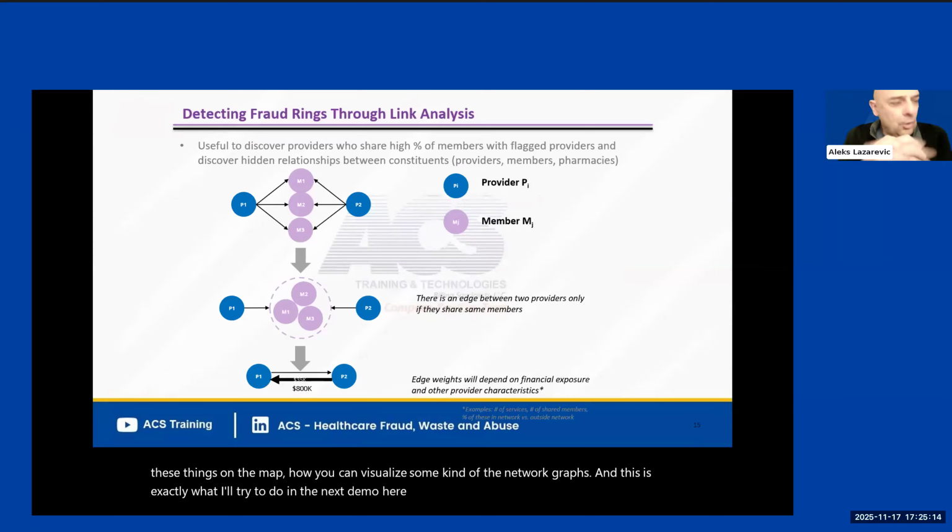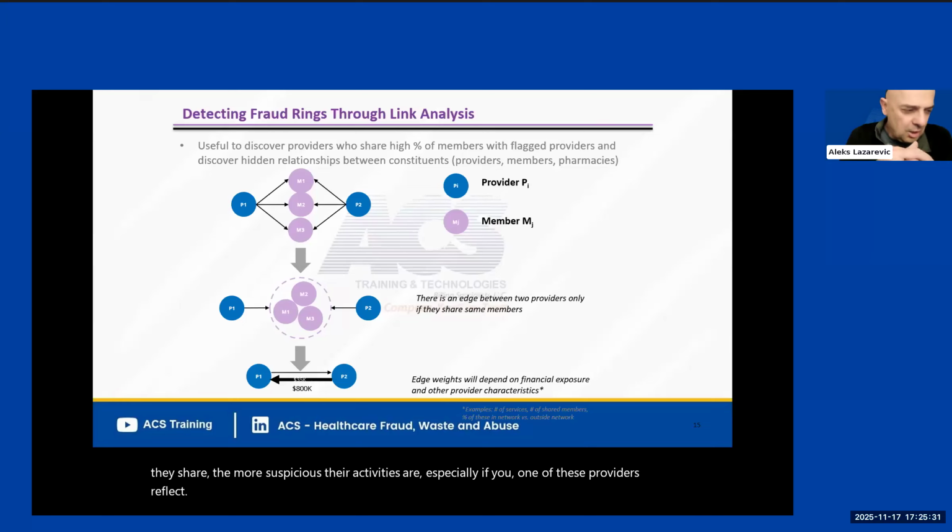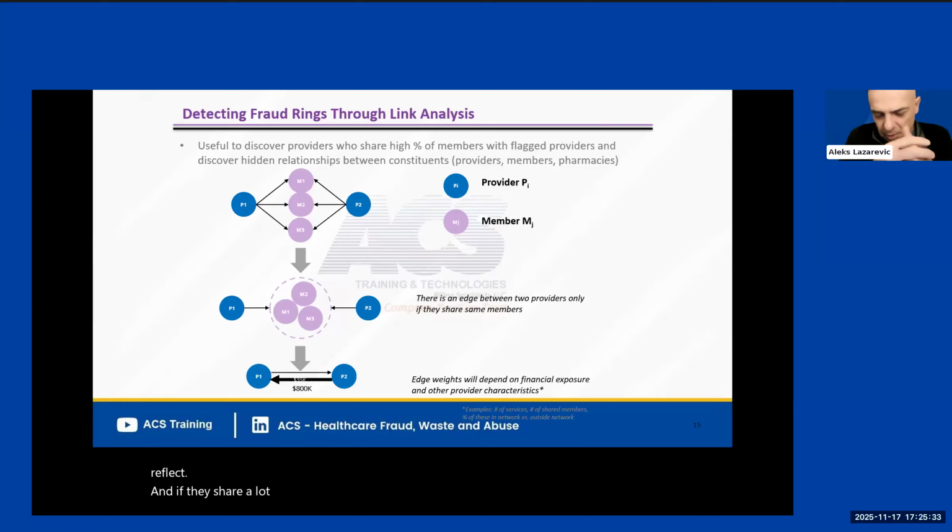So a typical fraud ring is the situation when fraudulent healthcare providers are sharing a lot of patients together. And the more patients they share, the more suspicious their activities are, especially if one of these providers is already flagged for fraud. And if they share a lot of particular patients with another provider, that makes that provider suspicious as well.